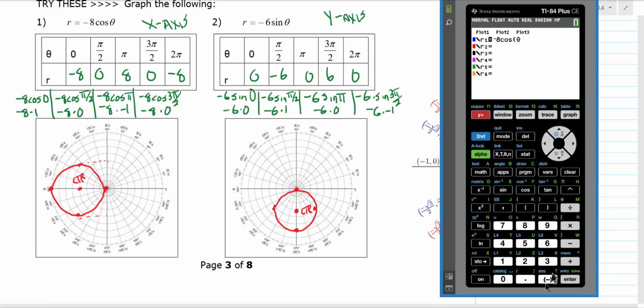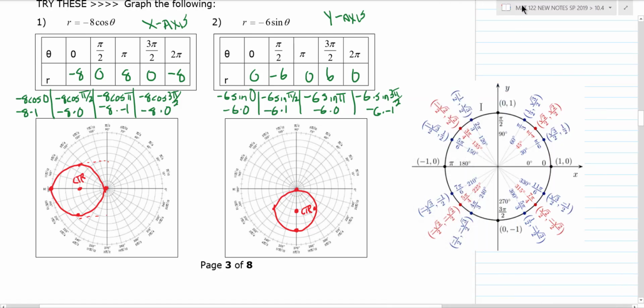If you graph this on the calculator, -6 sine theta. Again, what's going to happen on this one? It's going to center itself on the y-axis because it's a sine, and the center is going to be halfway between 0 and 6, so it's down at -3. Okay, same thing. You can trace, get your values like that.